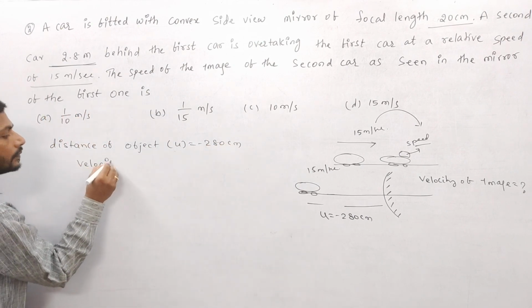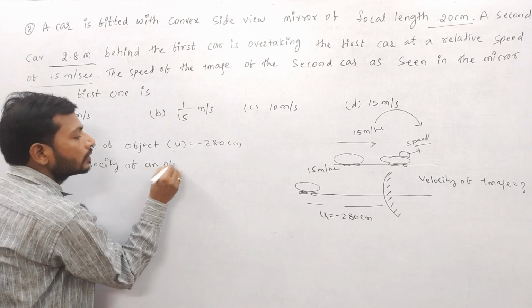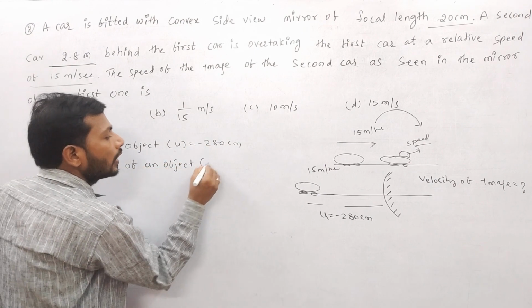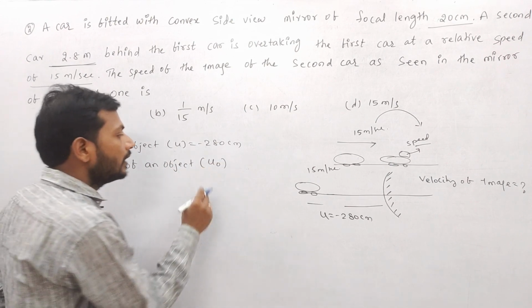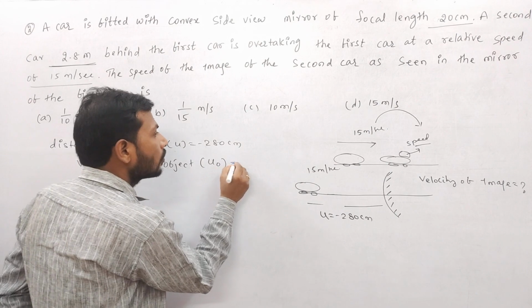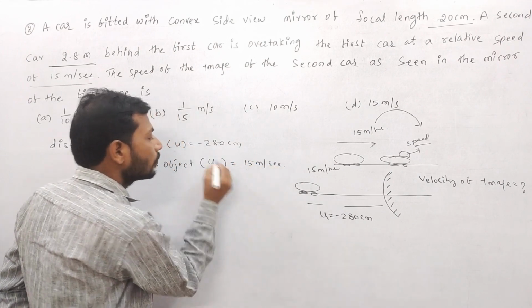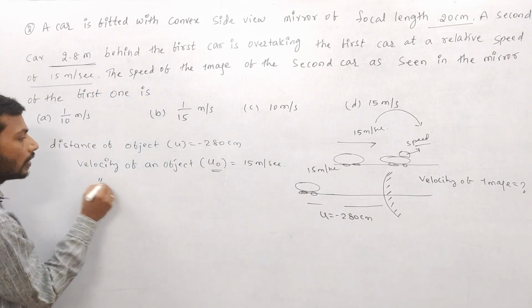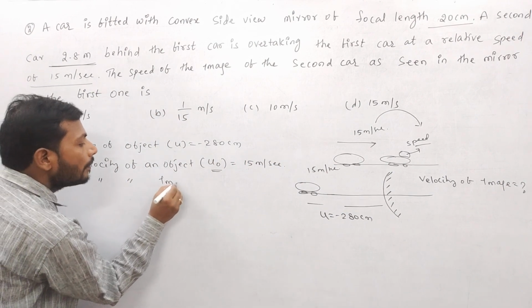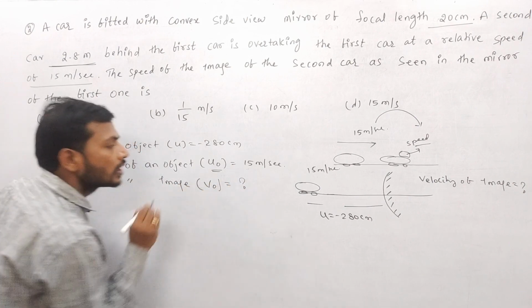Velocity of the object we are going to take as u naught. Previously I have given one formula, please see that lecture. u naught equals 15 meter per second. u naught we have taken as the speed of the object. What we have to calculate? The velocity of the image we have to calculate. This is v naught equals question mark.